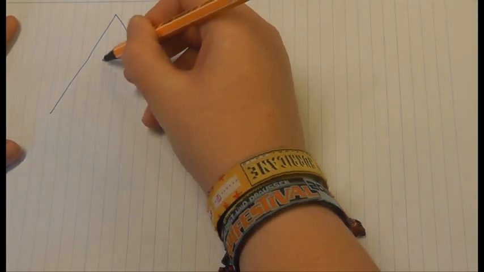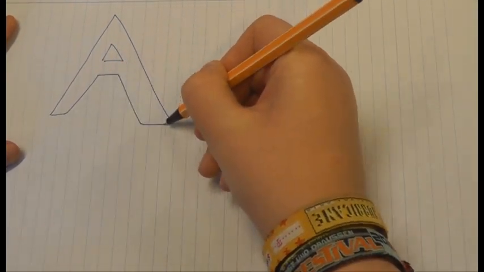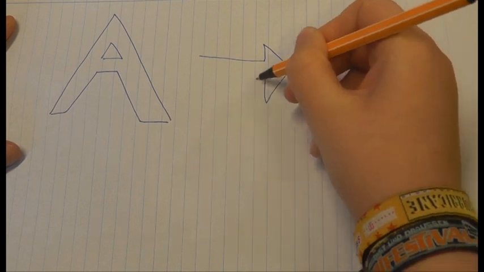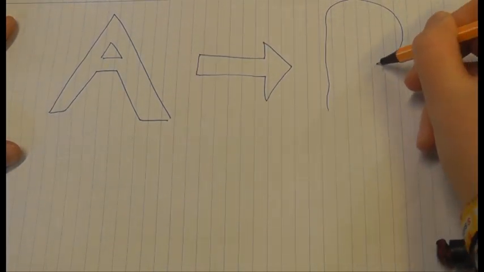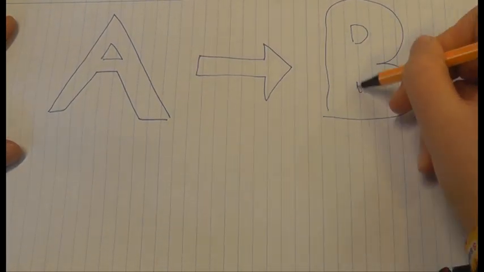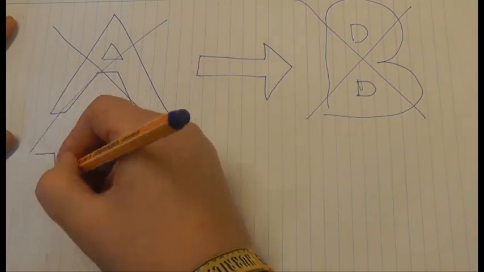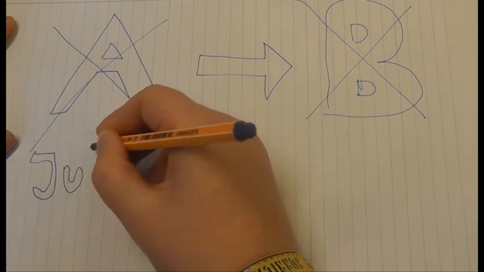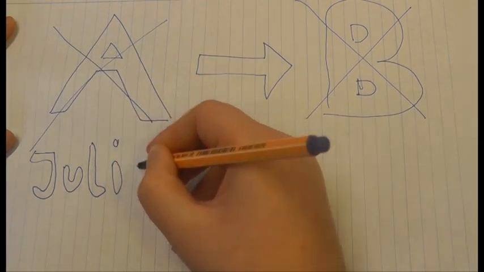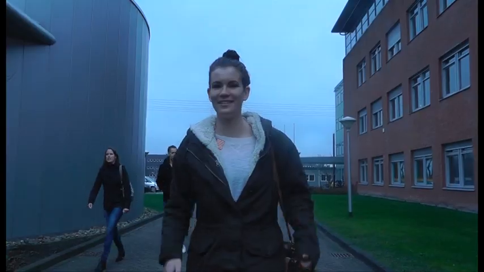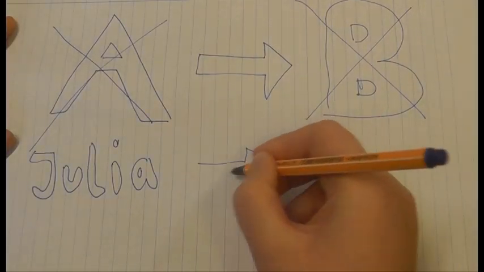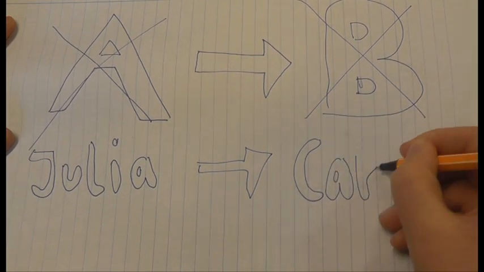Let's start with a sender and a receiver. A as the sender and B as the receiver. Quite simple, right? This means that we are not using the letters A and B for the same person, but for the same activity. To simplify things, in our case, let's call A Julia and B Carmen.